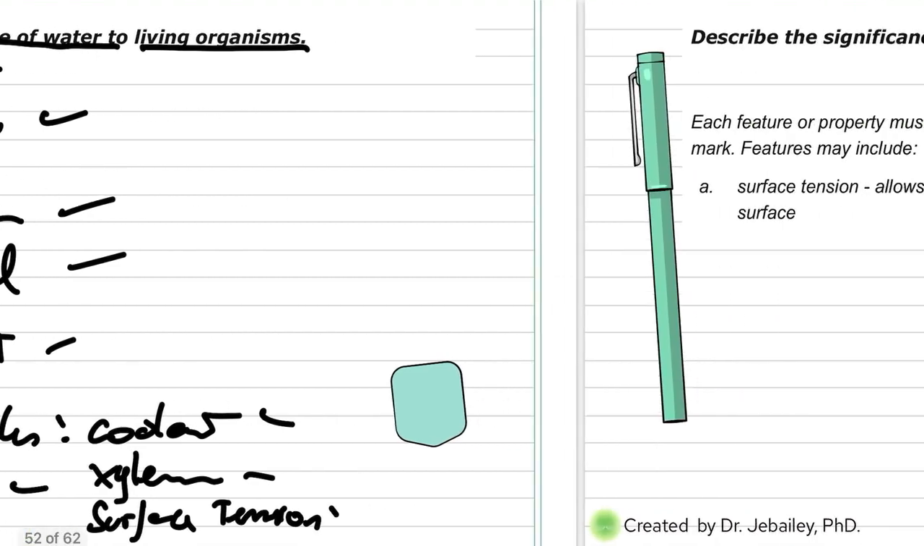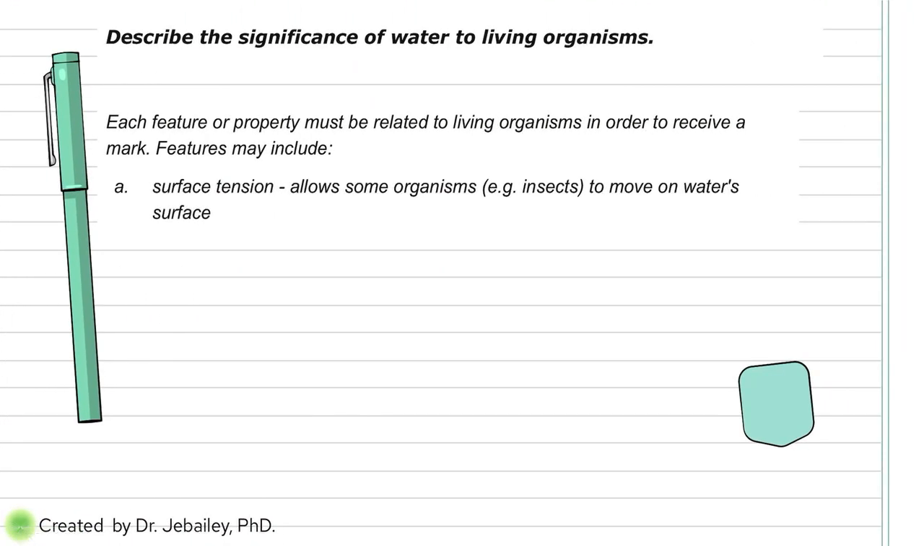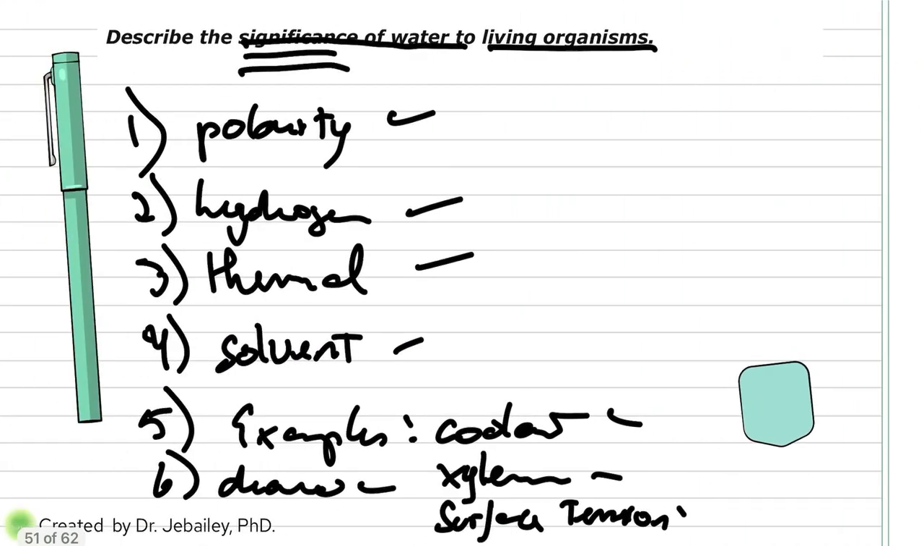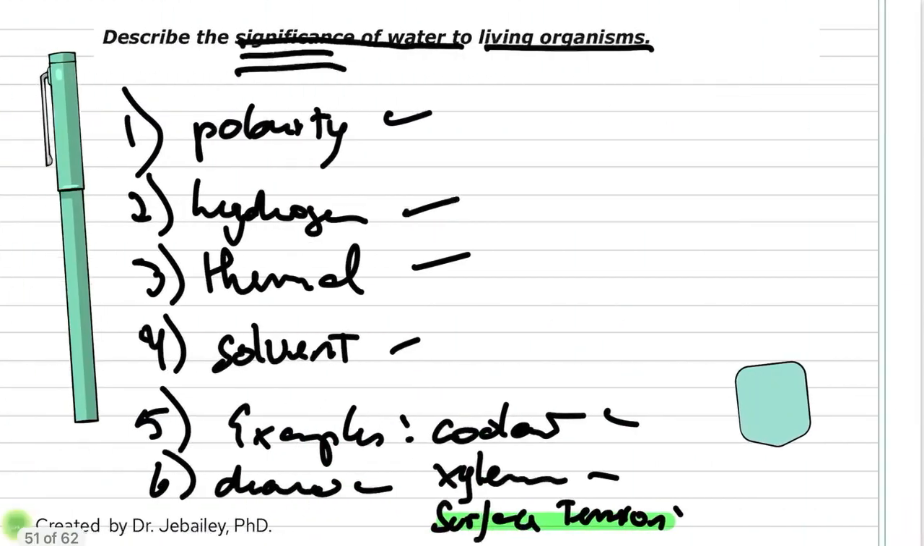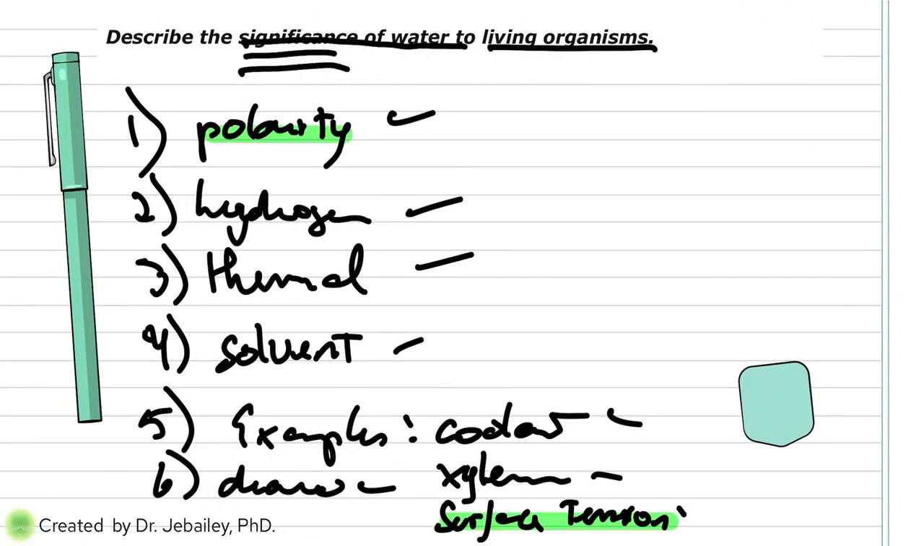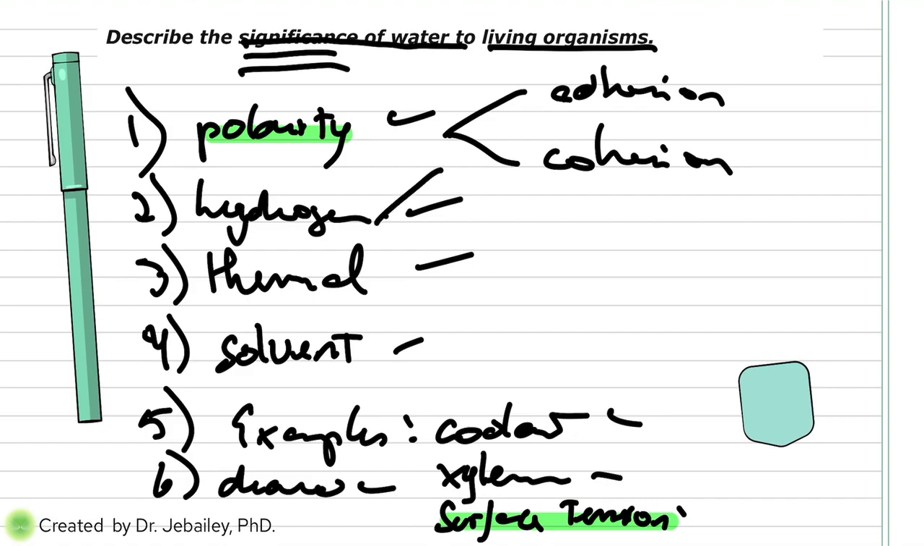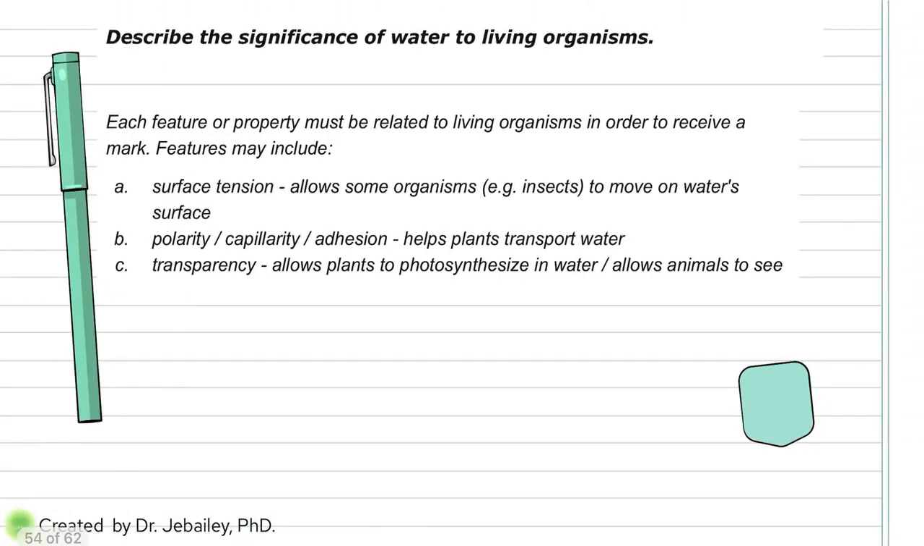Now look at the mark scheme, just to show you. Each feature must be related to living organisms in order to receive a mark. So surface tension, as I have mentioned here, yep, I have mentioned surface tension. Talk about polarity, adhesion, cohesion, and we did. You can see we talk about polarity, and in the polarity, you can always talk about adhesion and cohesion, which is also part of the hydrogen bond. Continue, we talk about transparency. Now, transparency used to be on the old curriculum, so we do not use it anymore in the new mark scheme.